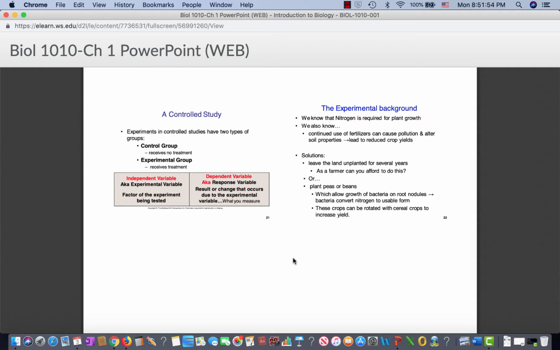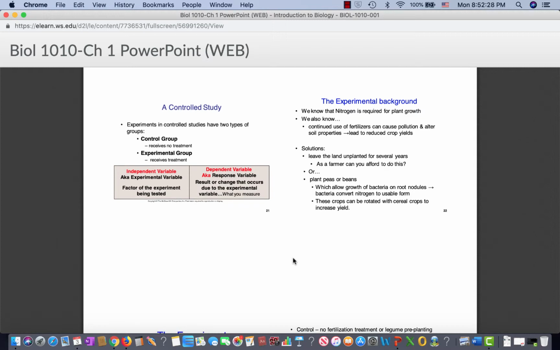So to do a controlled study, the experiment has to have two groups, the control group and the experimental group. The control group is not treated, the experimental group receives the treatment. The independent variable is the experimental variable, which is a factor of the experiment being tested, and the dependent variable is the response variable, the result or change that occurs due to the experimental variable, which you measure.